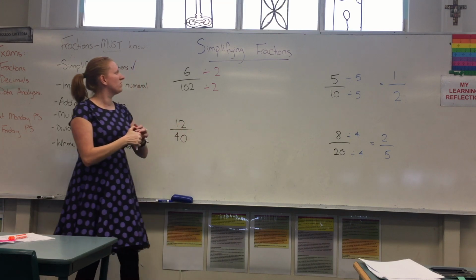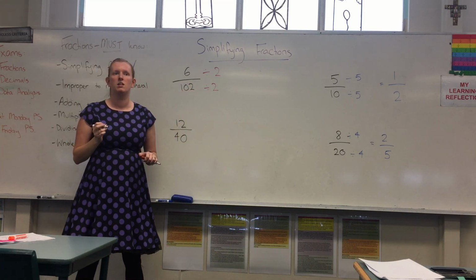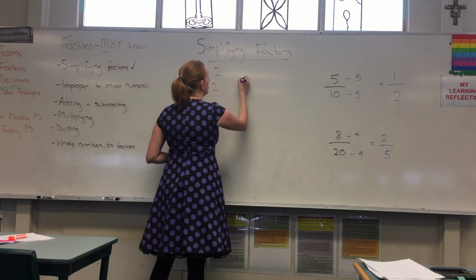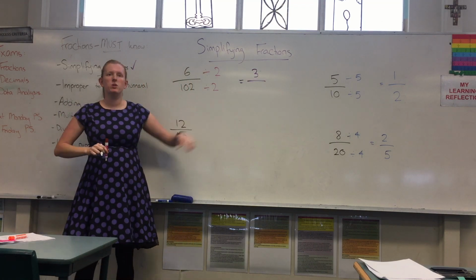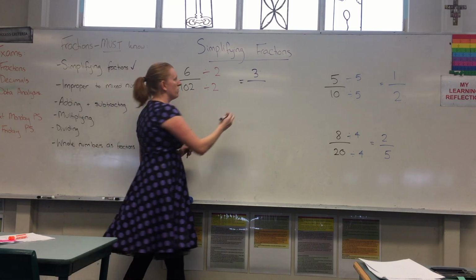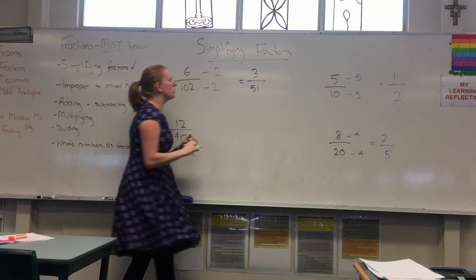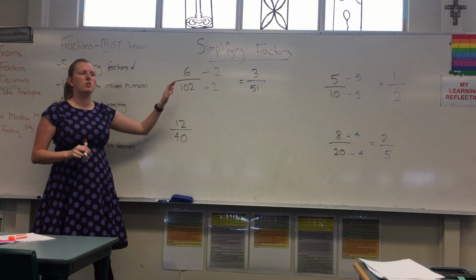So, 6 divided by 2 is? 3. 102 divided by 2? 51. Cool. So when you divide anything by 2, what you're doing is you're halving that number.